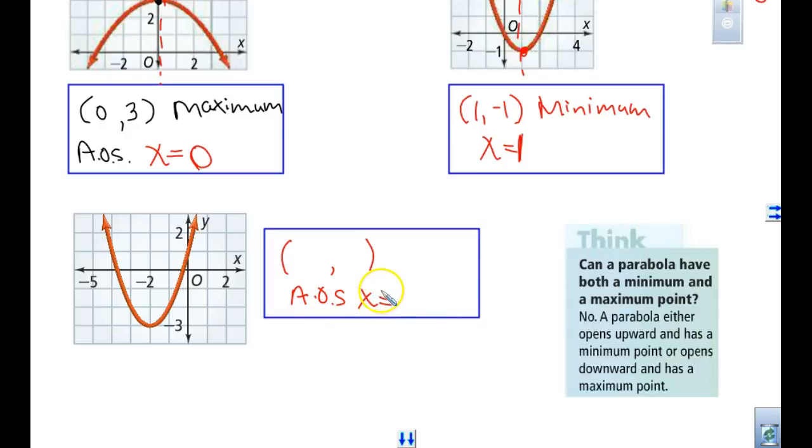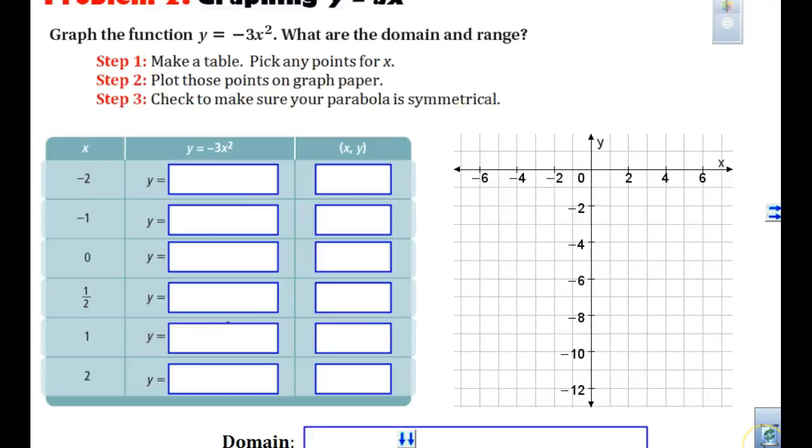So if we are starting off, anyone want to volunteer for our vertex? Correct. The vertex is (-2, -3). And we would say then minimum or maximum? Minimum. And Dylan, axis of symmetry, x equals? -2. Okay? All right.